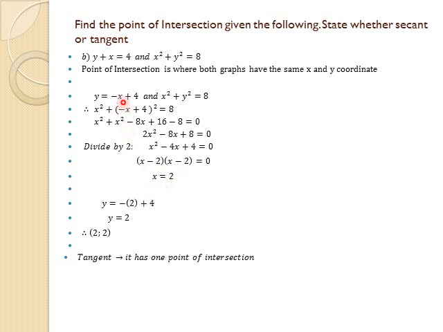And if I substitute back in the equation, now I have y, negative 2 plus 4, 4 minus 2 would give me 2. So therefore I have the point 2 and 2. Because I only have one point of contact, this is referred to as a tangent. There's only one point of intersection.